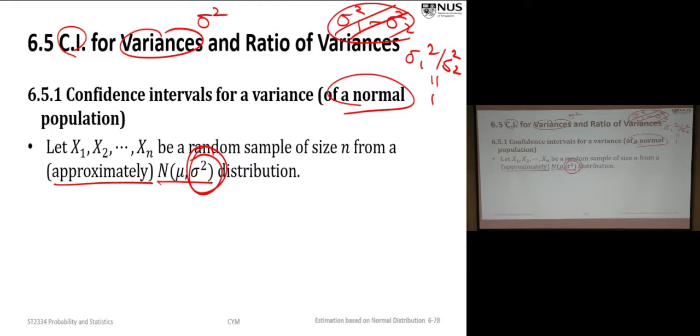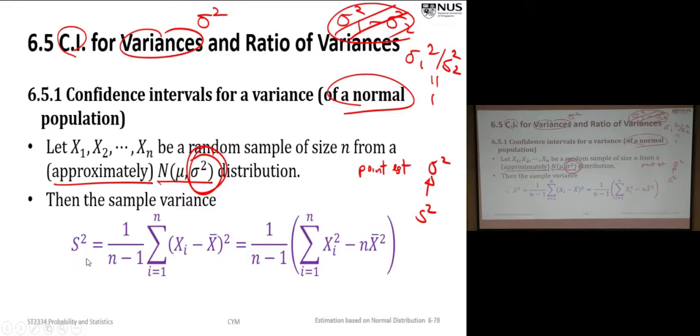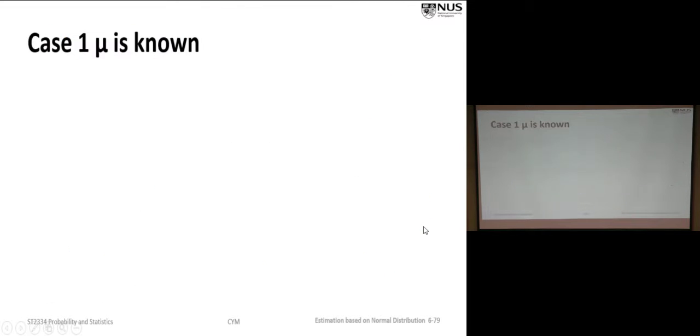The first thing to do is to find a point estimator for sigma square. So naturally, we'll look at the sample variance to estimate sigma square. So that is our starting point. So this is a point estimate for sigma square.